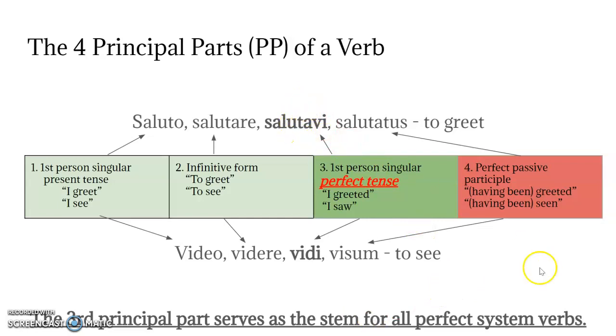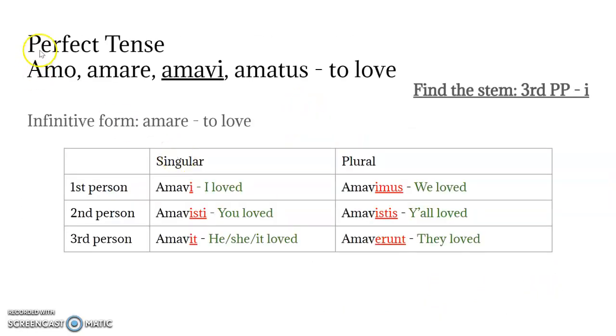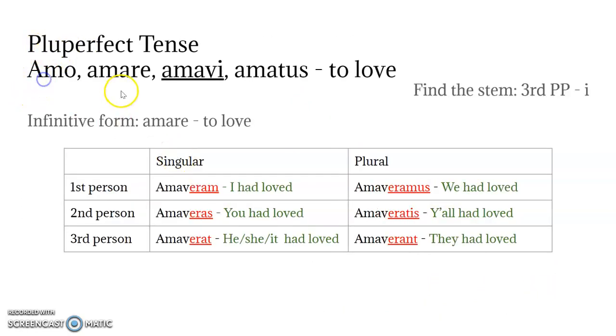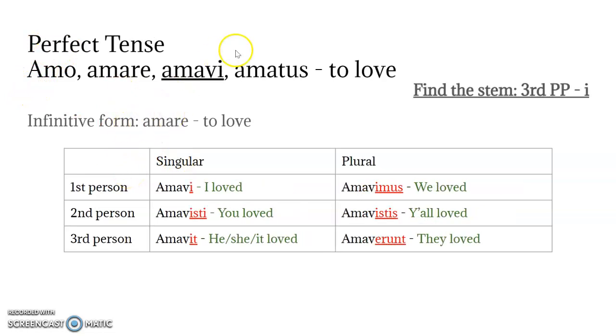So we're going to start with this. Let's look at how it works. So let's look at the perfect tense of amo, amare, amavi, amatus from earlier. To find the stem of this, the chunk of the word that you'll add the endings onto, you take the third principal part and chop off the i, and you can add on all the other endings.